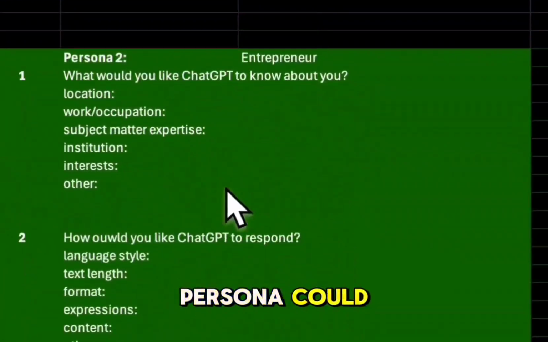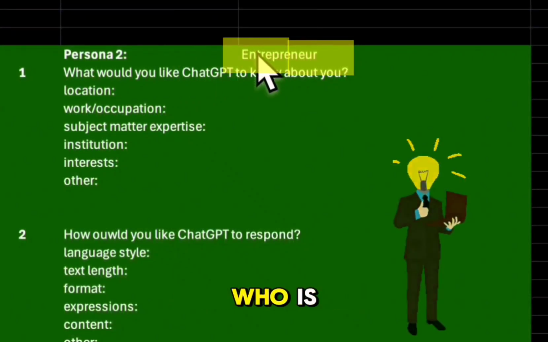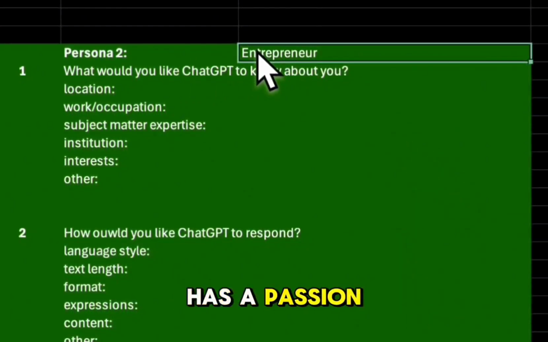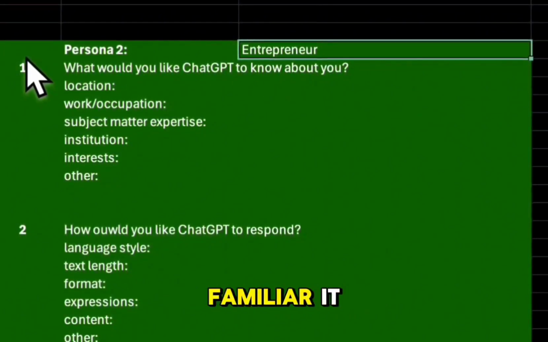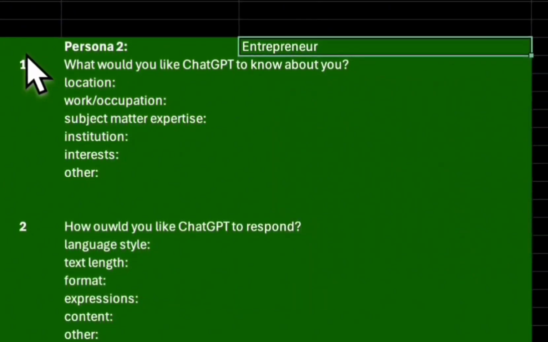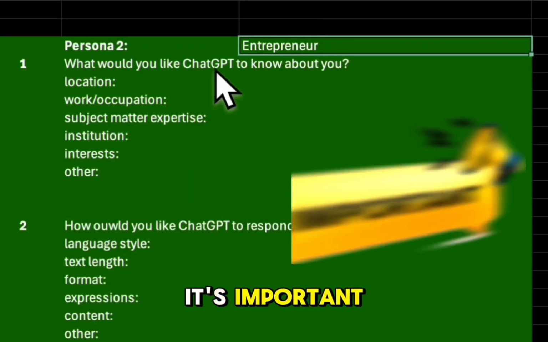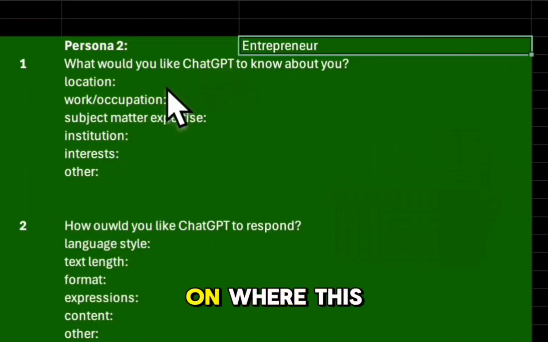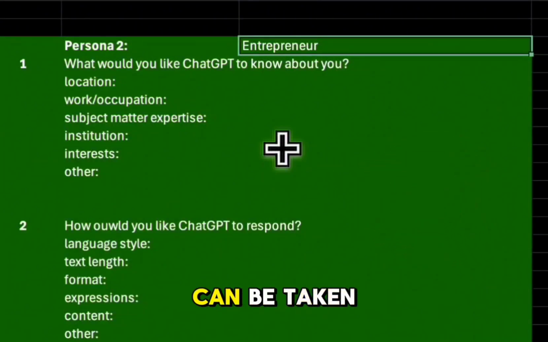So another persona could also be an entrepreneur. So that's someone who is a self-employed entrepreneur who has a passion for startup creation. So the model would assume that this person is familiar, has experience building startups and creating startups, collecting funds, managing small teams, and is someone who has a tendency to be creative and think outside the box, etc. And also it's important to provide some context on where this is happening, because there are certain rules and regulations which can be taken into consideration by the model.